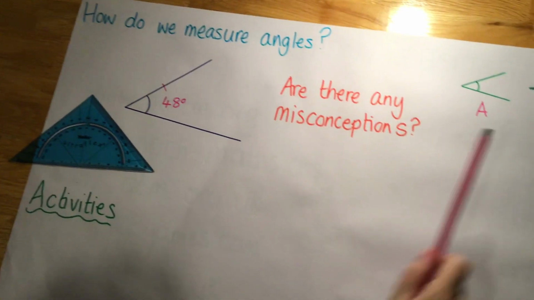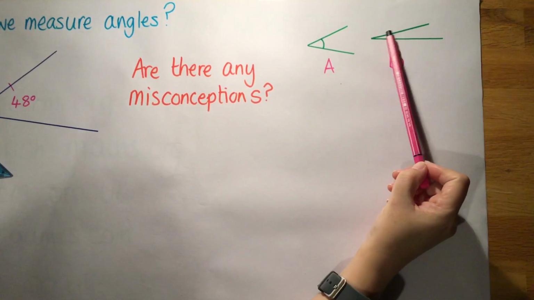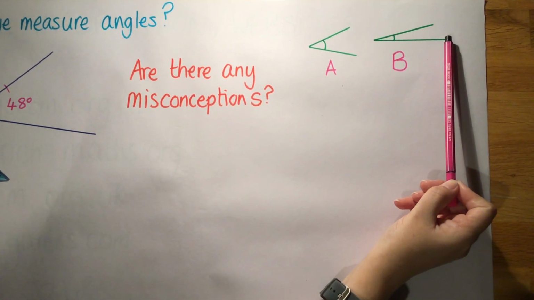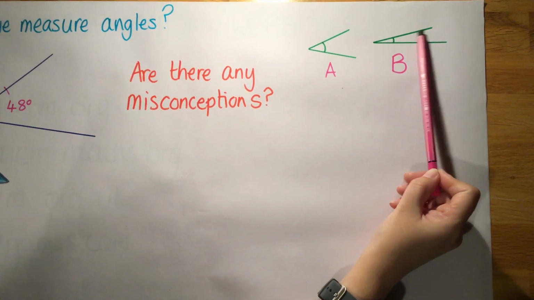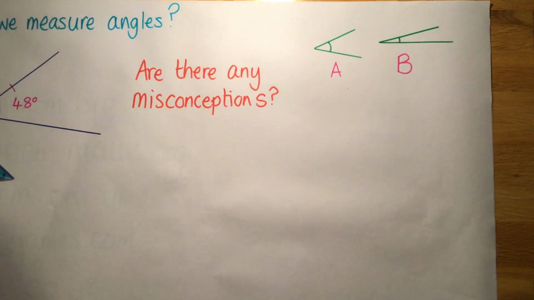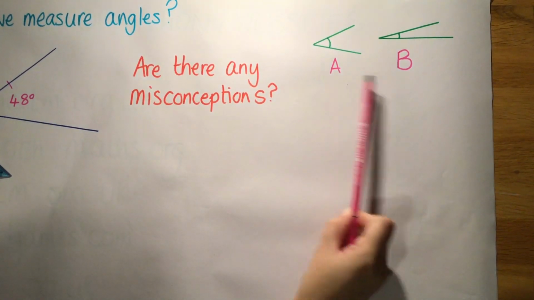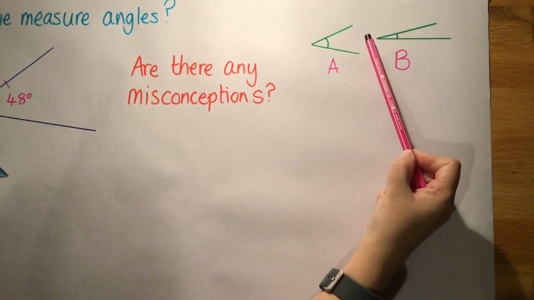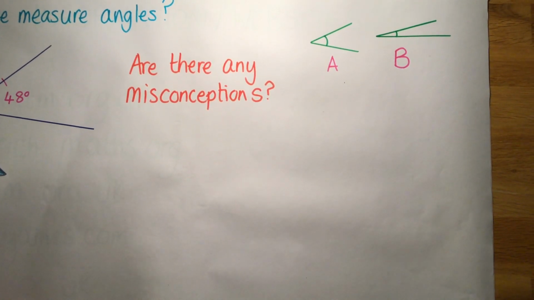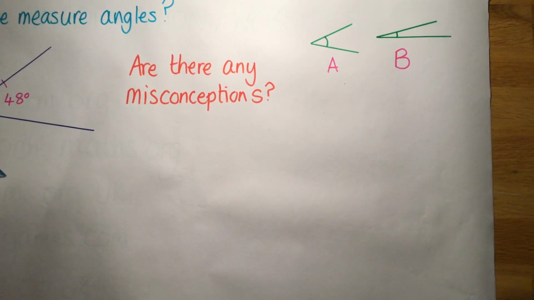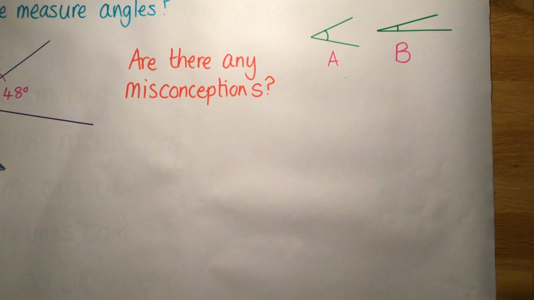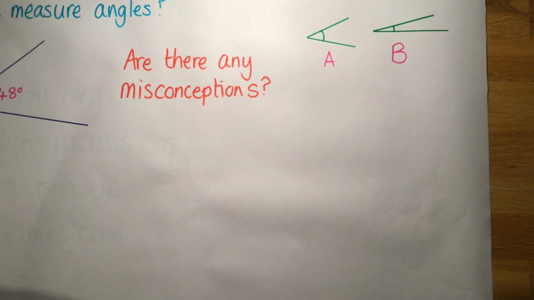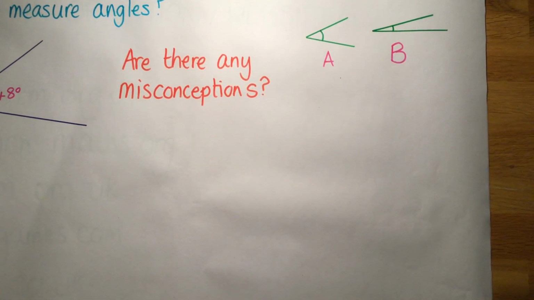The other misconception that we have here is that there is often a misconception that the longer the arms of the angle, the bigger the angle must be. Obviously, as we can see from angle A and angle B, angle A is the bigger of the two angles, although it doesn't have the bigger length. What we must reinstate with the children is that an angle is an amount of turn. It is not anything to do with the arms of the angle.